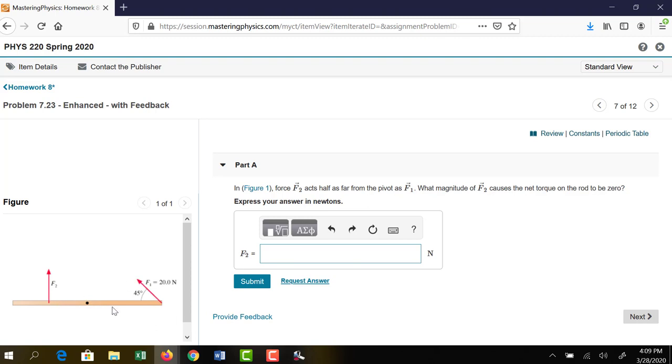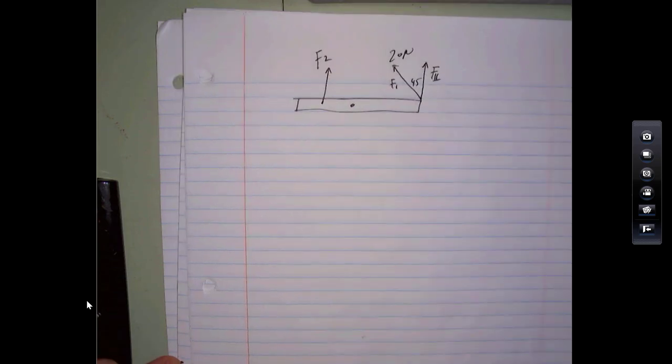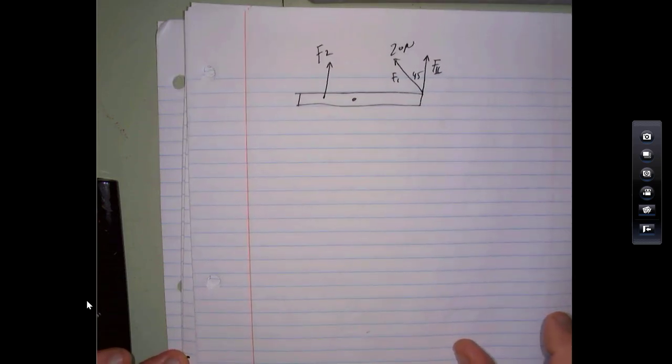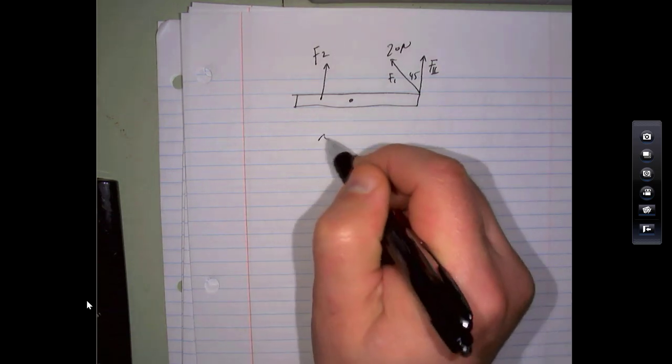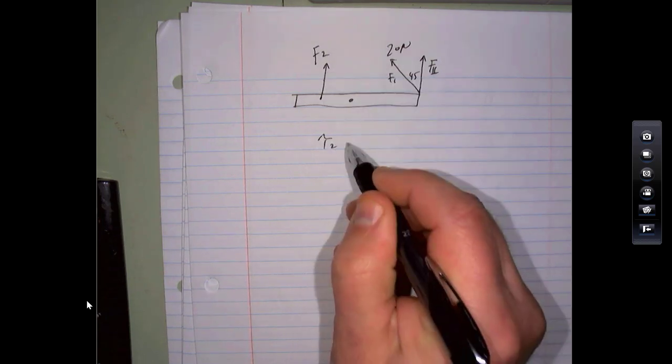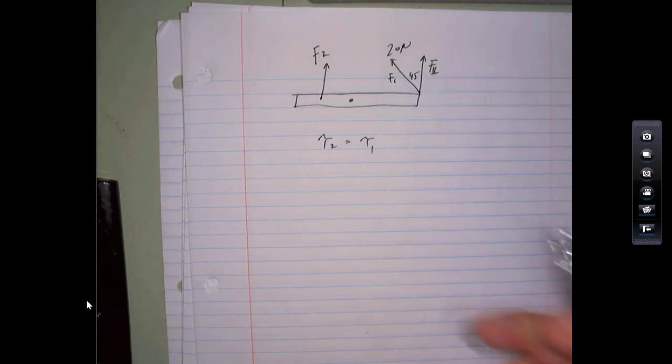It matters where the forces are applied when you're talking about torques. So this is a certain distance away, and this is half as much away. We want to figure out what F2 has to be so this thing remains stationary. Let's take a look at it. Here's the picture I have, and it's really important to have a nice picture when you're dealing with torques because it matters where the force is applied. So the torque from F2 is equal to the torque from F1.